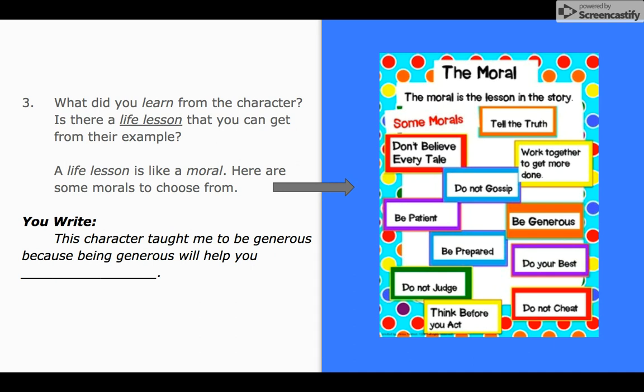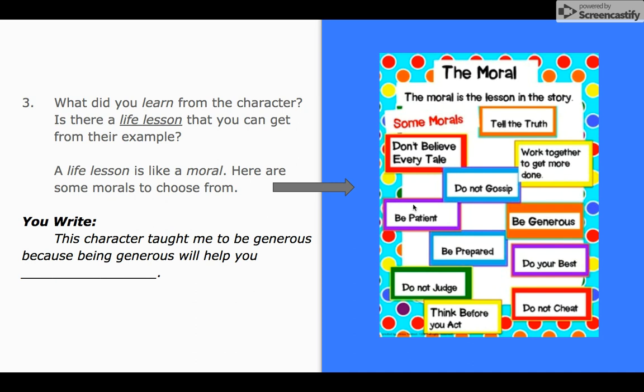And the last question asks you, what did you learn from the character? Is there a life lesson that you can get from their example? So a life lesson is like a moral. Here are some morals to choose from. Again, another graphic here. A moral could be tell the truth. Maybe that's what you learned from your character, the value of telling the truth. Maybe it's a cautionary tale that cautions you to not believe everything that you hear, every story or tale that you hear. Maybe the moral or the life lesson is if you work together, you'll get more done.